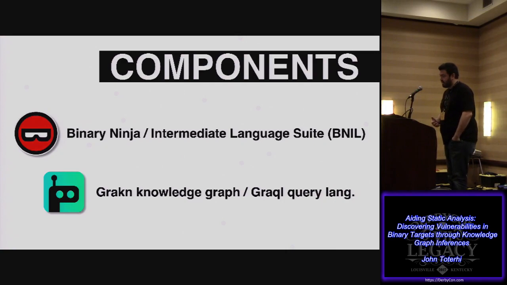All right, so the 2 major components that we're working with are Binary Ninja, specifically the Binary Ninja Intermediate Language Suite, which is absolutely fantastic and a pleasure to work with, and we'll talk about why we chose that. And Kraken Knowledge Graph. Kraken has a query language called Grackle. It's really cool to work with, especially since I'm not a data scientist. I've dabbled a little bit, probably enough to be dangerous, as they say. But Kraken has been really easy to smooth into.